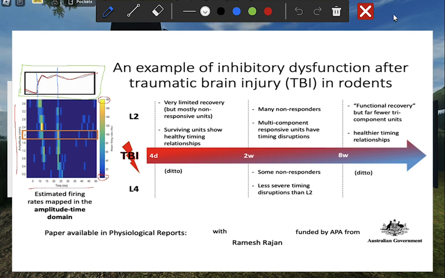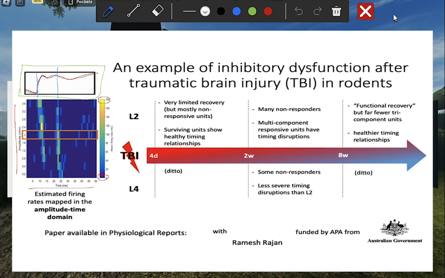Now what we saw was, given prior evidence that traumatic brain injury dramatically perturbs inhibitory neurons preferentially, especially diffuse traumatic brain injury, which basically just means kind of a rush of fluid forward and then backward in the head. It's kind of like what happens in a whiplash injury in a car crash.